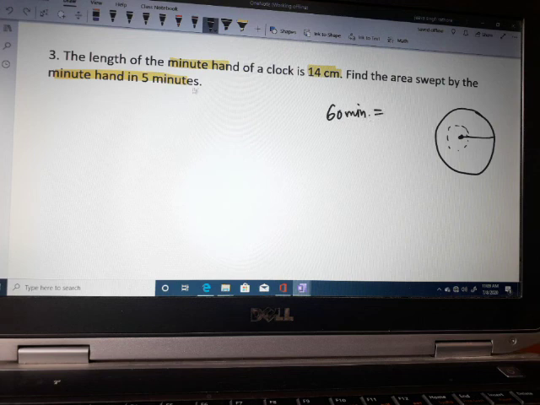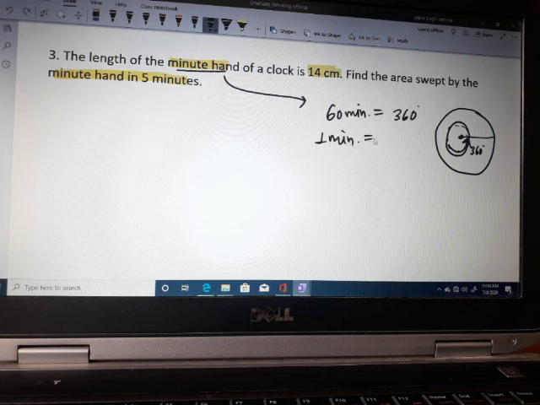We are talking about the minute hand. In 60 minutes it will cover the complete angle. This complete angle is equal to 360 degree. In 1 minute, how many degrees will it sweep? 360 divided by 60, by the unitary method, that is equal to 6 degree. We have to find in 5 minutes.